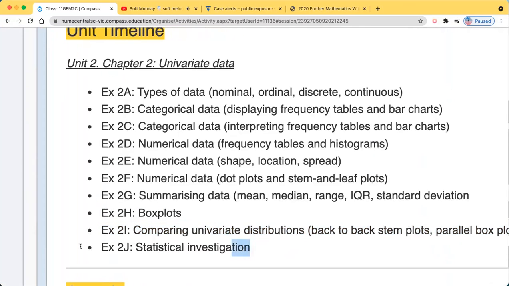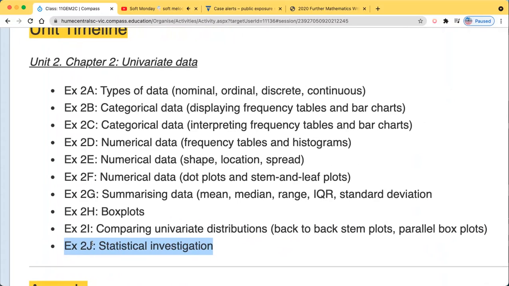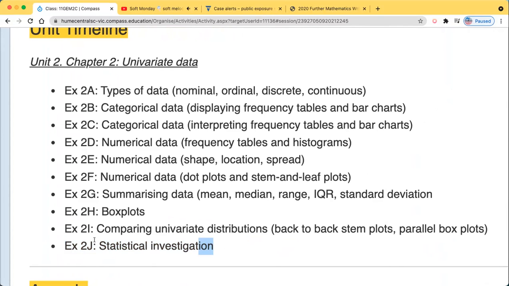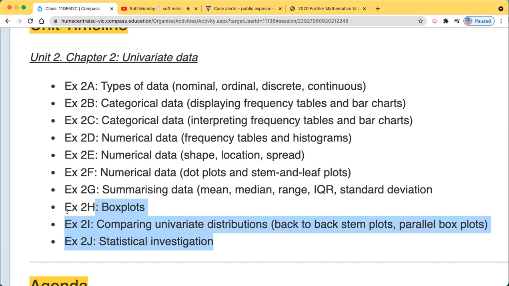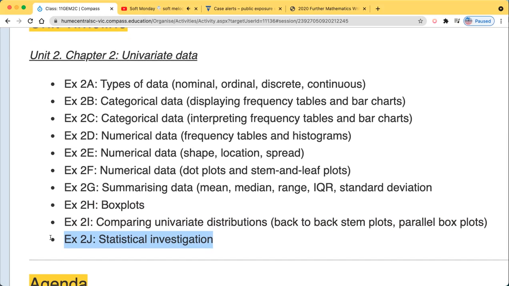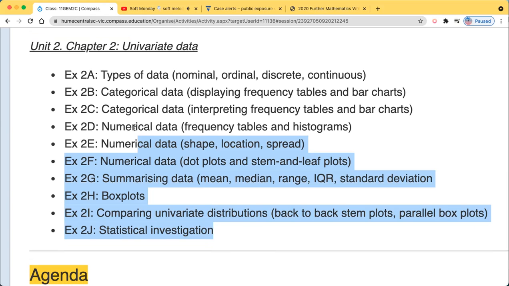Thursday, we'll do 2J, which is statistical investigator, which is just an extension. You're putting together all your skills. There's only one question in exercise 2J. It's basically revision of everything that you've learned, and it's learning how to sift through data and apply your skills. So you can spend time doing that after this lesson anyway, because it's like chapter review, okay? And then yes, do your chapter review.